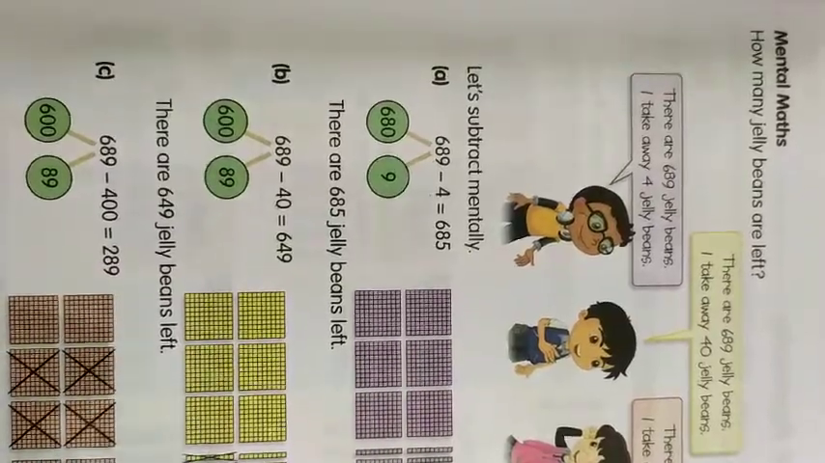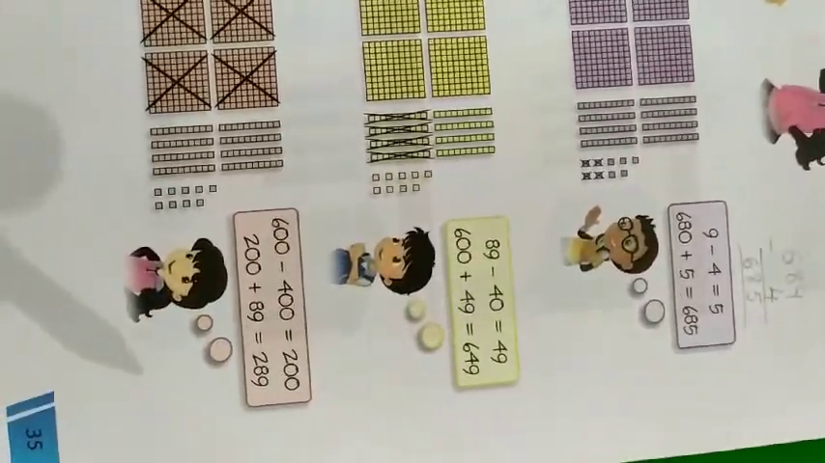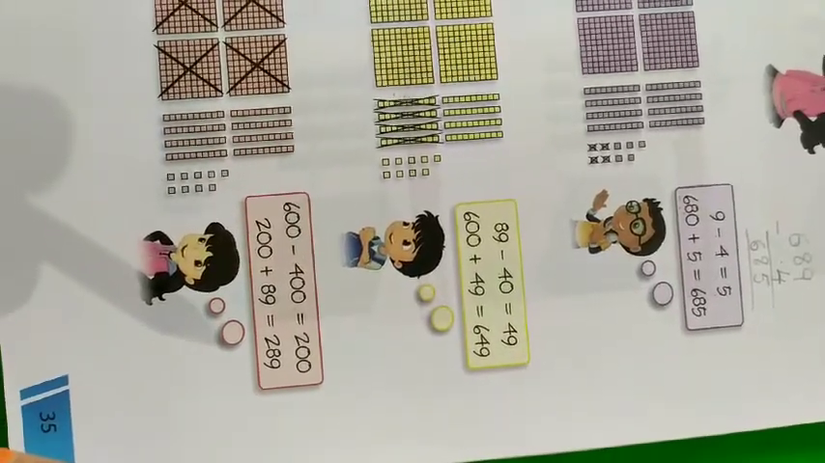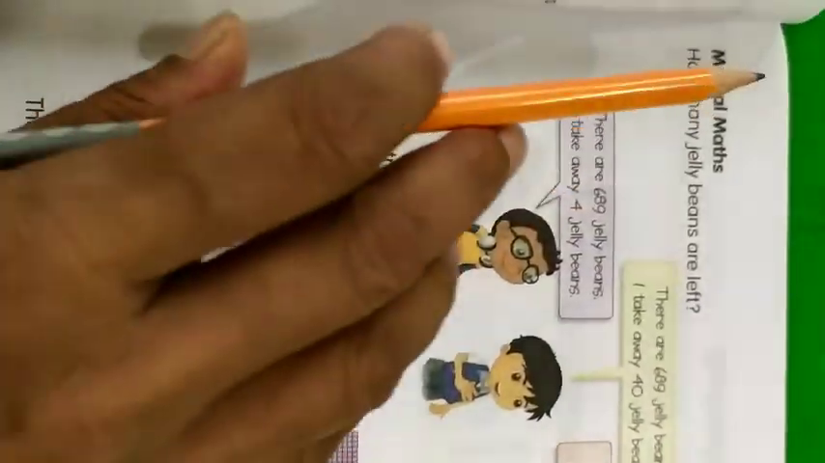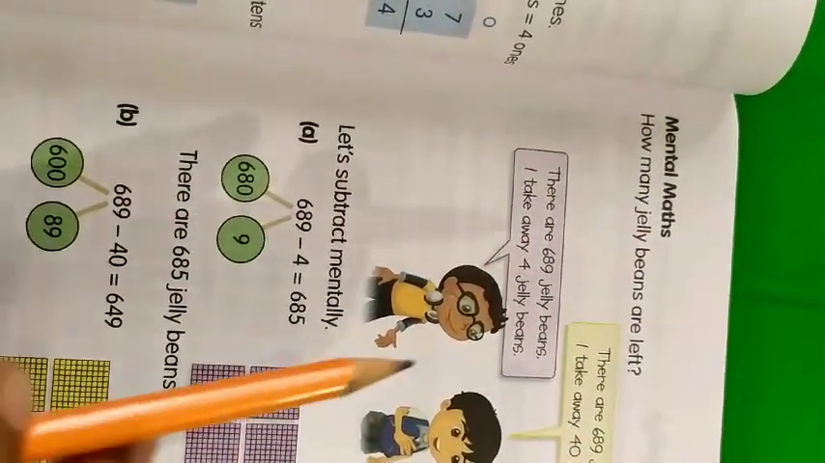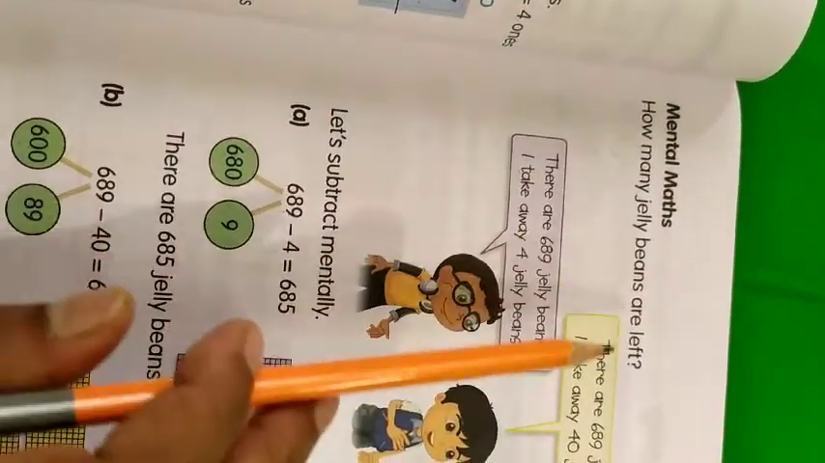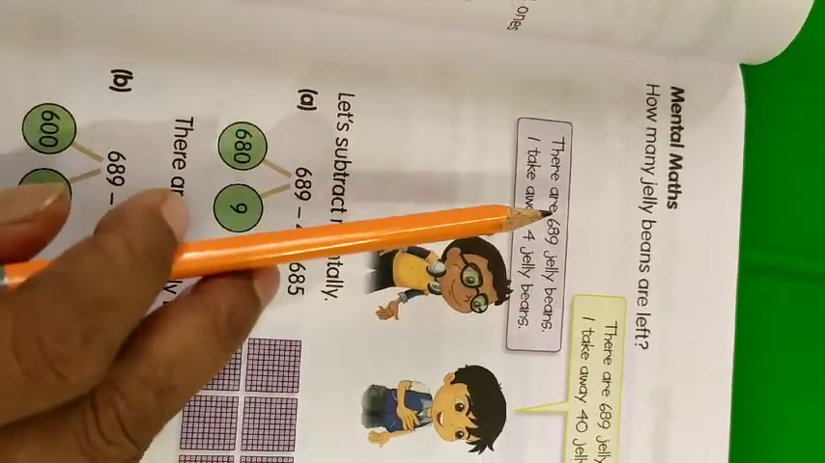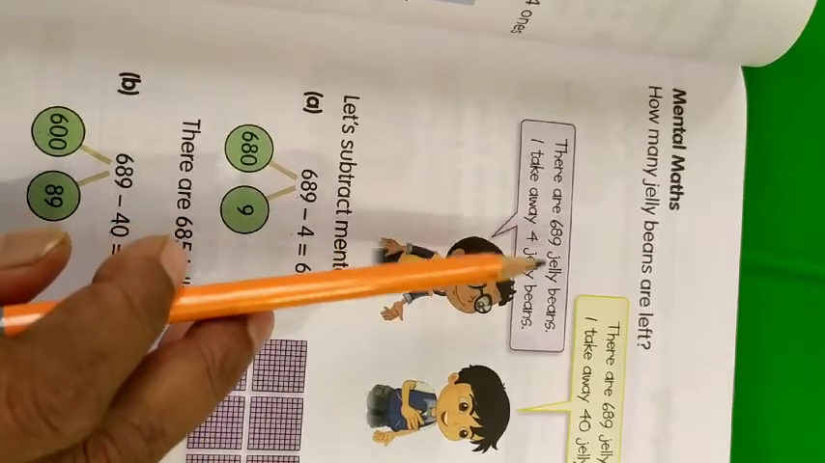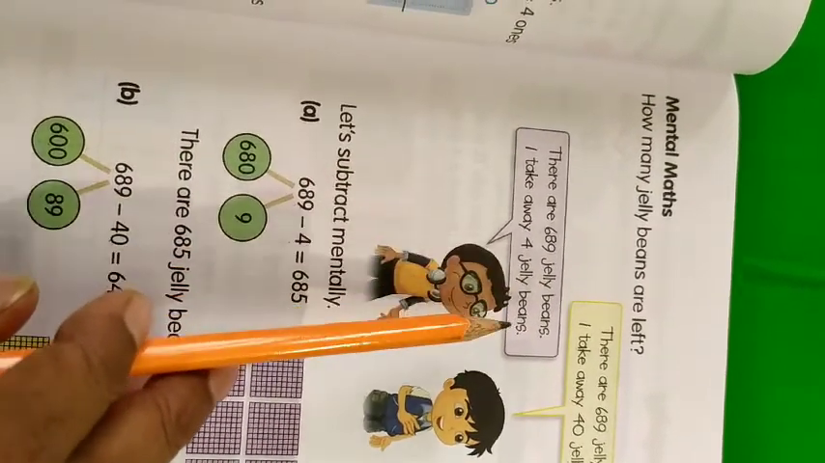Okay, the continuation of lesson 2 on page number 35. Mental maths. How many jelly beans are left? There are 689 jelly beans. I take away 4 jelly beans.